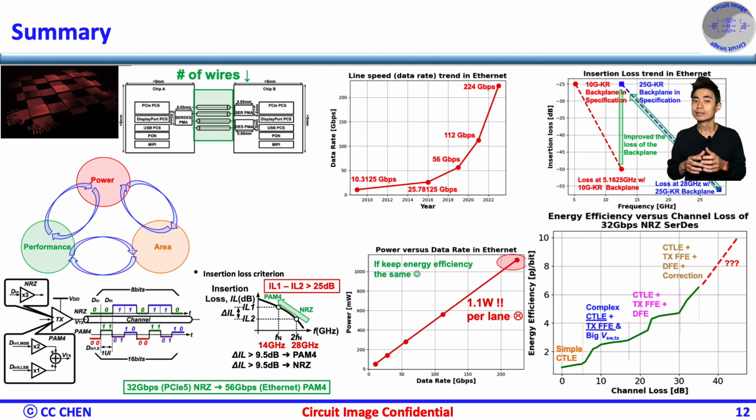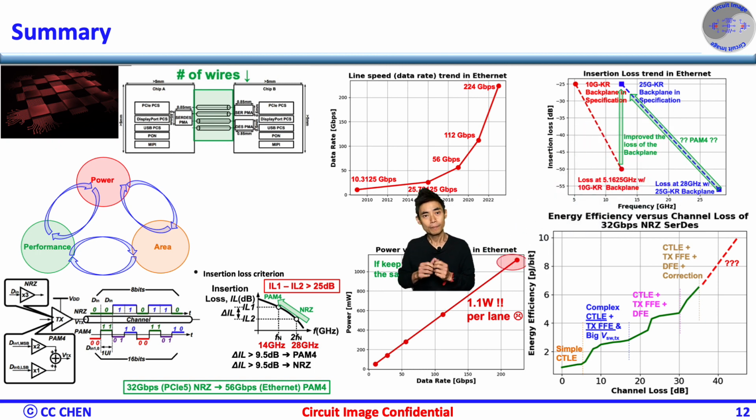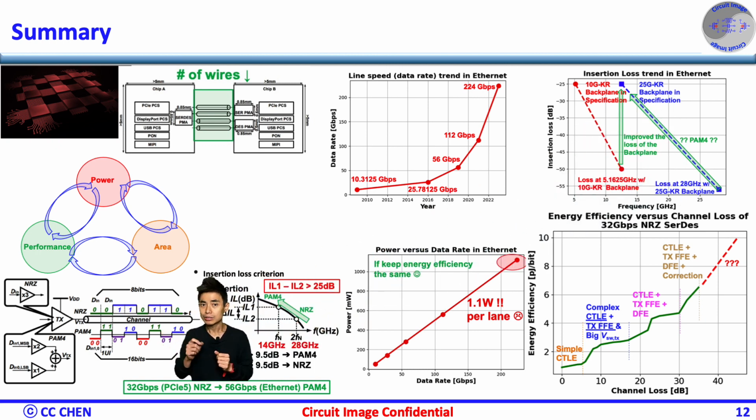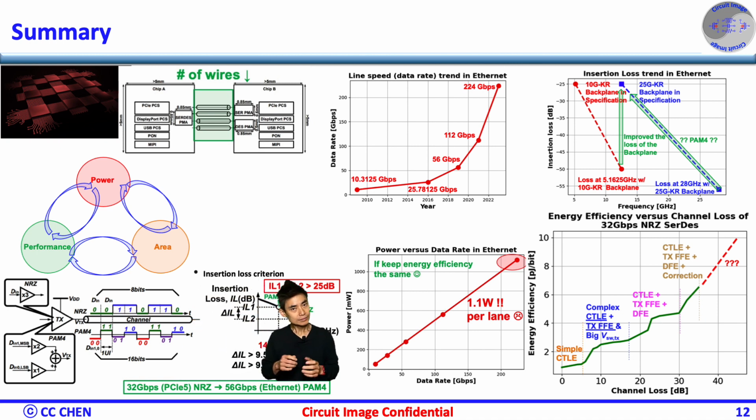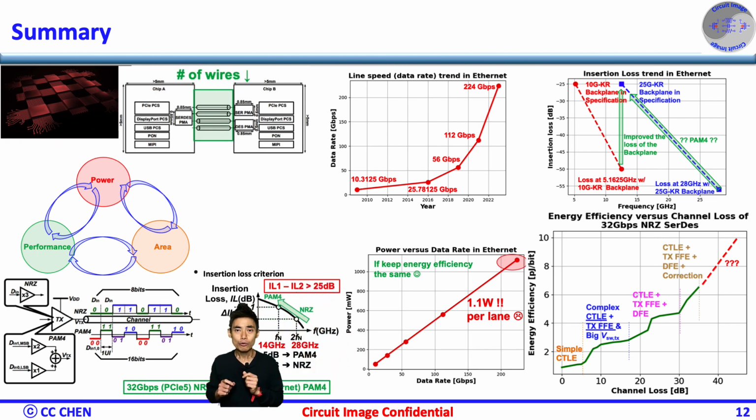Therefore, from 10 gigabit per second to 25 gigabit per second, we keep limiting the channel loss by reducing the channel length and improving the material. But we must change signaling from NRZ to PAM4 for data rates greater than 50 gigabit per second, since we couldn't make it any better in the loss budget. So the PAM4 SerDes tells you why we need a low loss in a SerDes.